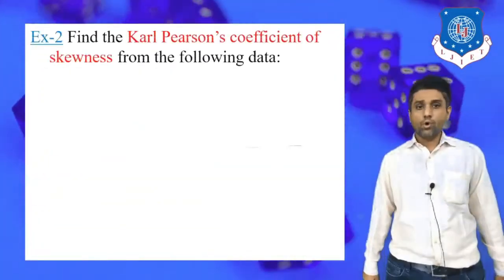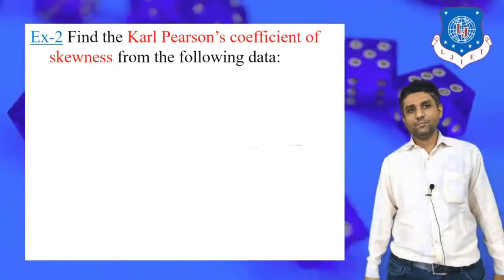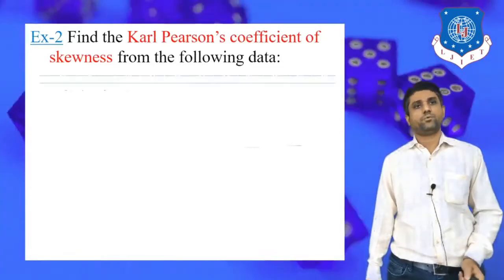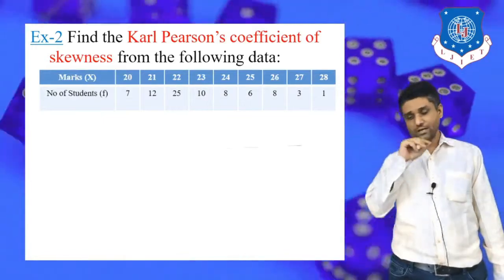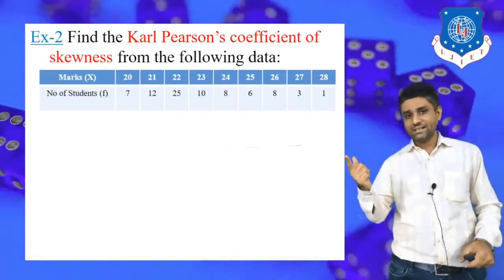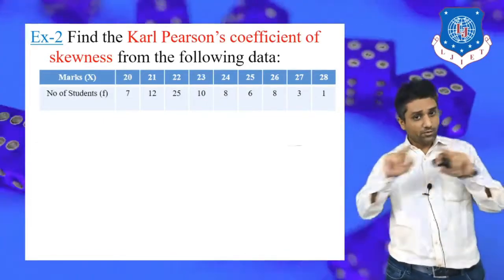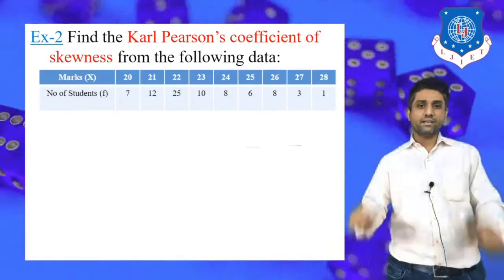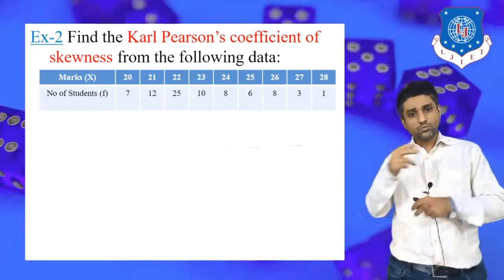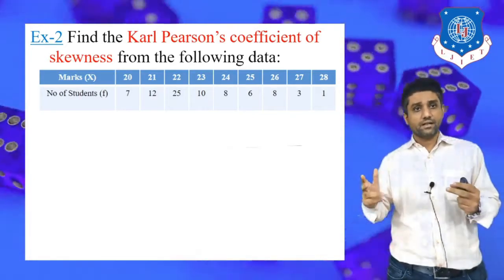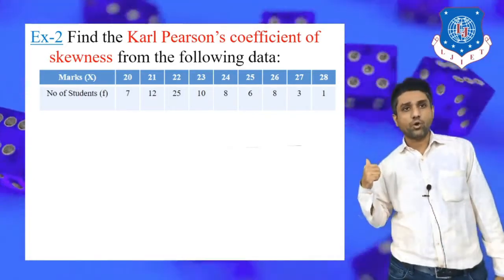Let's see one more example. Find the Karl Pearson coefficient of skewness from the following data. Now see in this table, if we compare with the last example, in the last example only observations were given, so that data is known as ungrouped data. But here the marks and the corresponding frequency are given. So this type of data is known as grouped data.